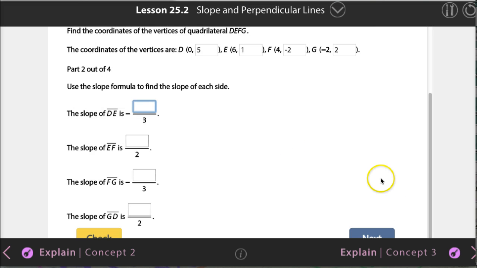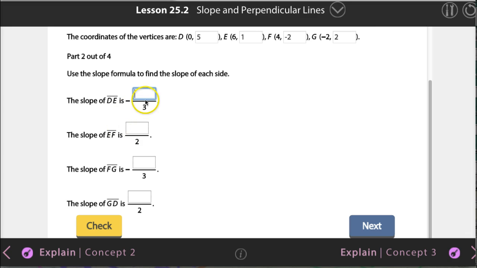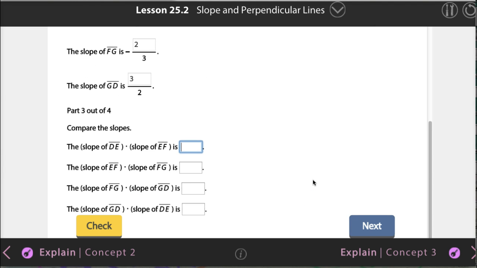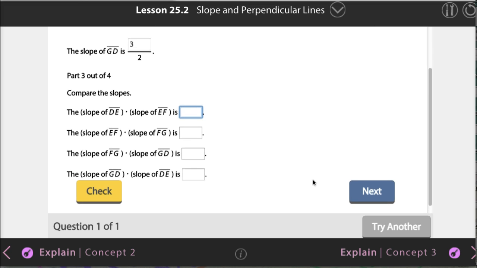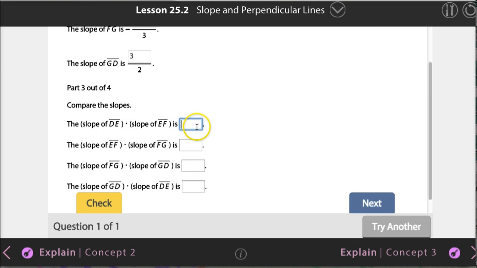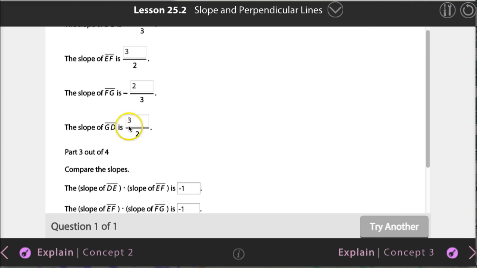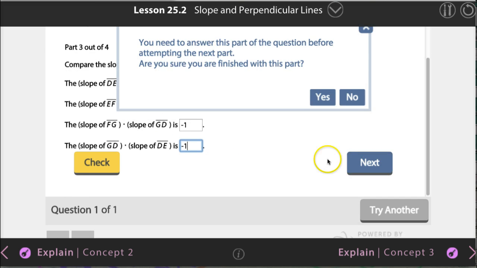Then we click on next, and then you have to find the formula, the slope over here, and we already got that. That was negative 2 over 3, and this one was 3 over 2, negative 2 over 3, and 3 over 2. Remember? We already calculated all that stuff. And now we have to compare the slopes. When you multiply them, we got negative 1 for every single one, which is why we knew that they were perpendicular to each other. Remember this? Because they're opposite, okay, opposite symbol, and then they're reciprocals of each other. When you multiply them, you'll get negative 1.